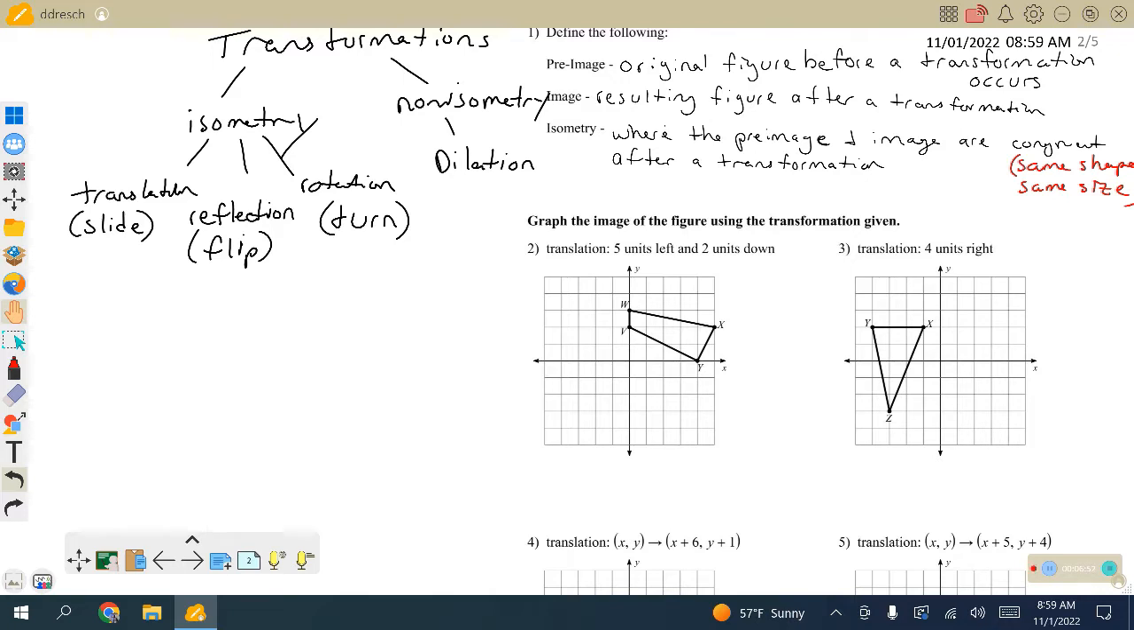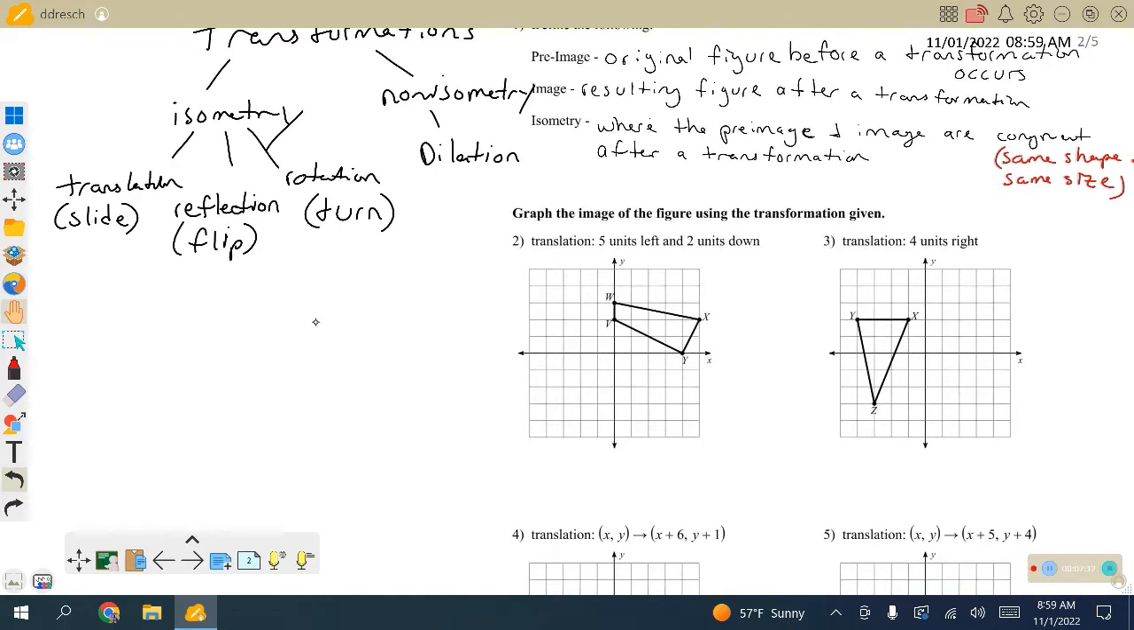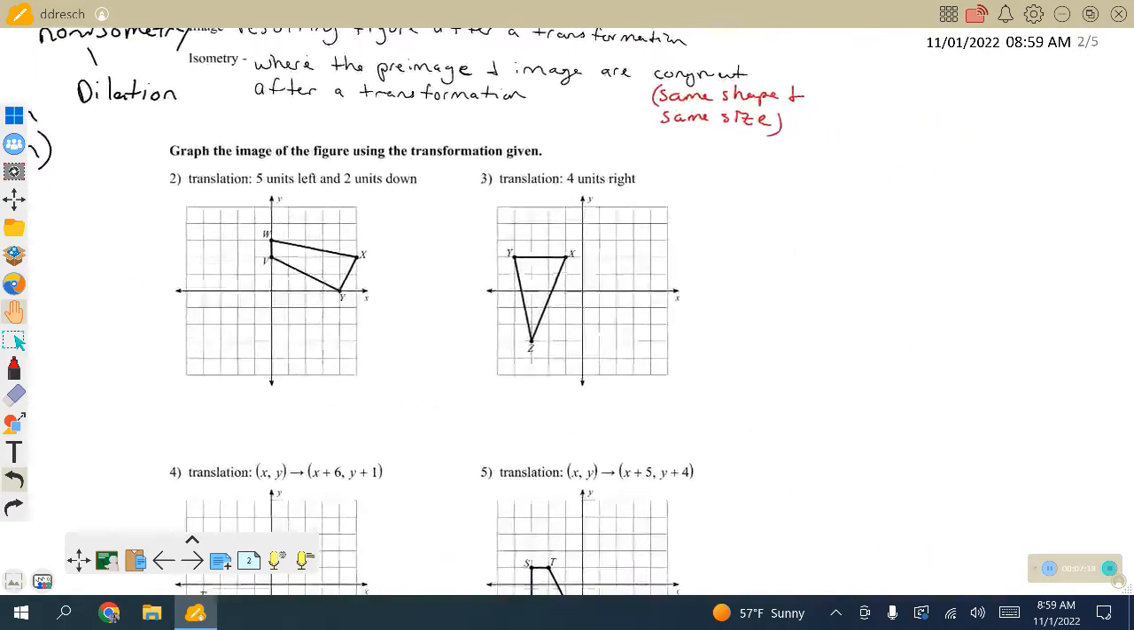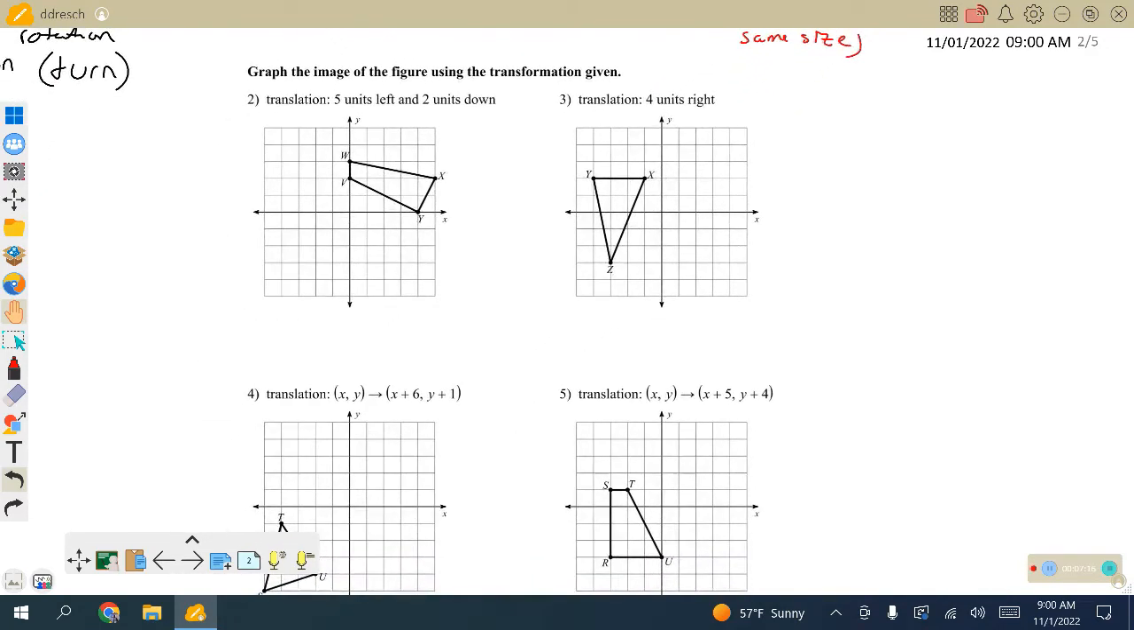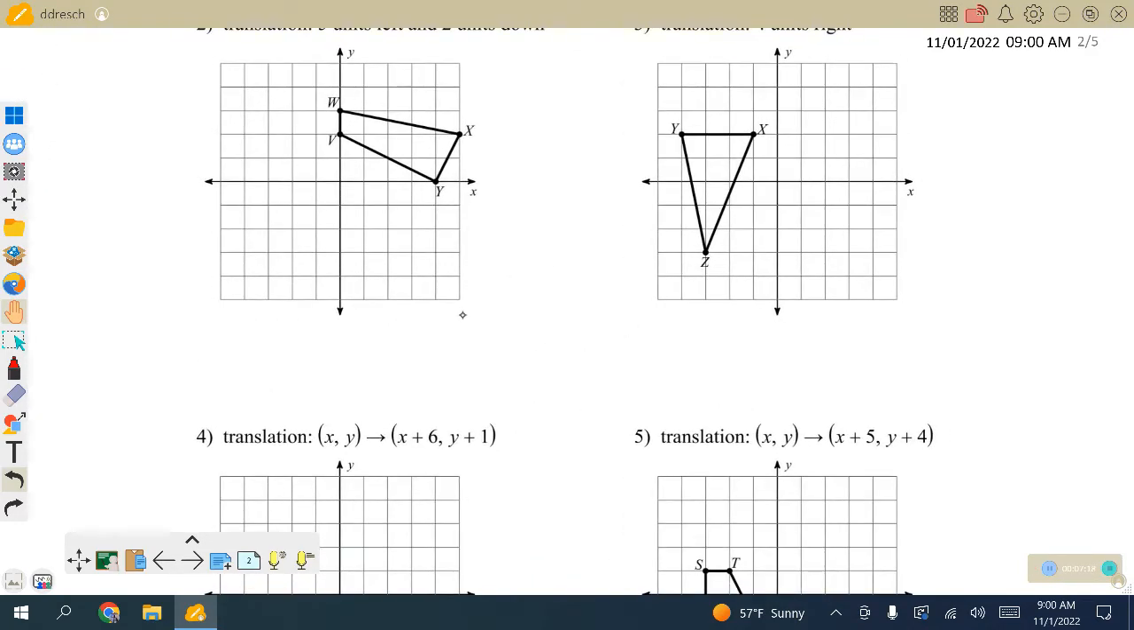So dilations, we'll talk about those a little bit maybe over the next week or so, but more second semester. Okay? But what we're going to focus on is, bless you, these three things right here, which are isometries. They're pretty straightforward, so let's go ahead and jump into that first one that you see right there. We can look at this in a couple different ways in terms of how to transform them.